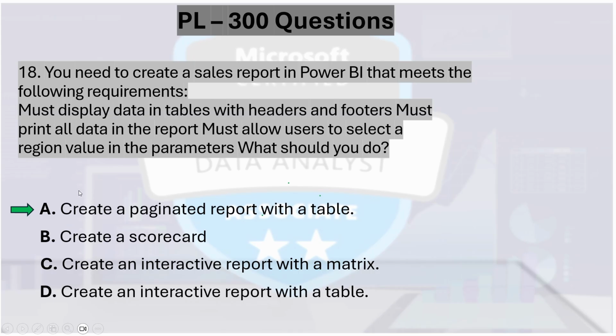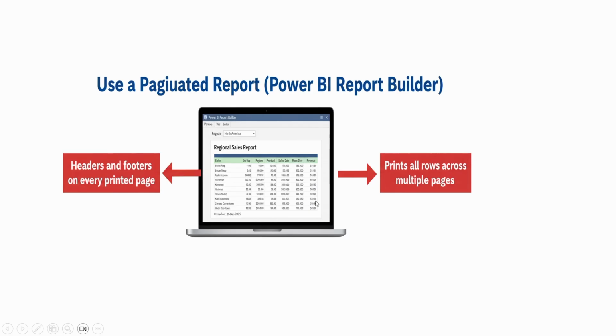report with the table. Okay, if you create this one, you would show the header and table, like here headers and footers are also there. Okay, and for all these things you have to use the paginated report, Power BI Report Builder. You will get that option.